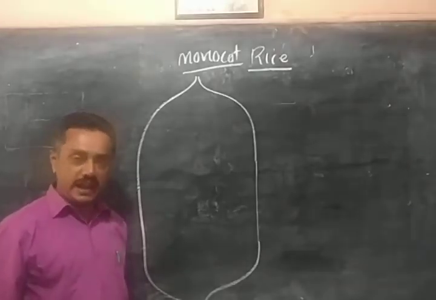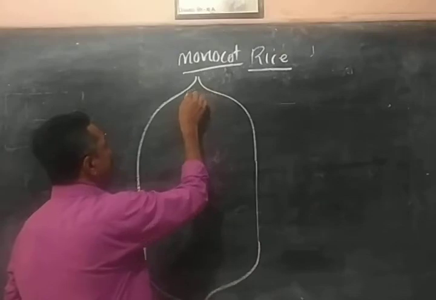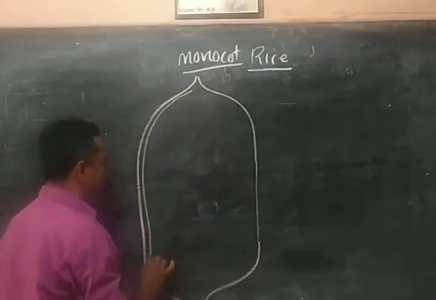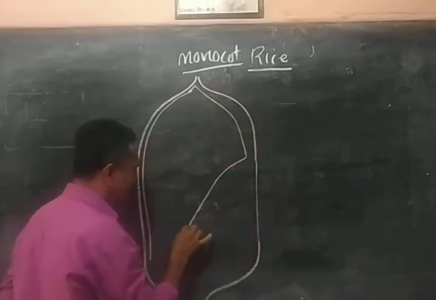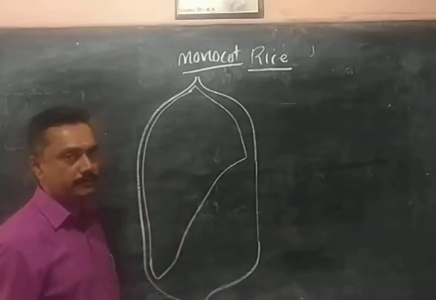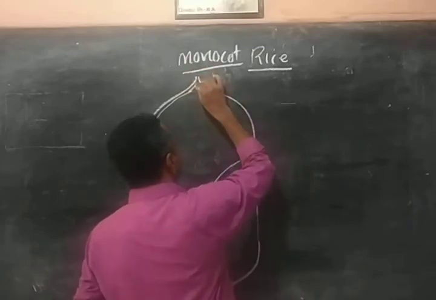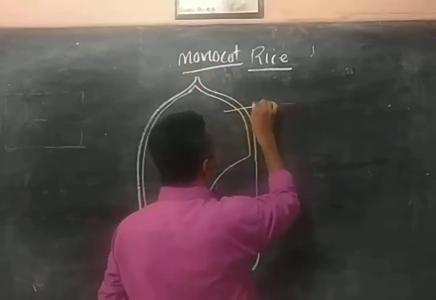Seed of the rice. And see, the major part of the monocot seed is occupied by endosperm. There are two types of seeds. Some of the seeds contain endosperm, that we can discuss later on. The major part of the seed is occupied by the storage food. That storage food is called endosperm.